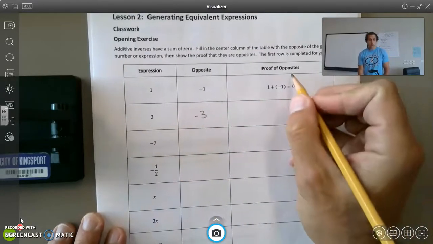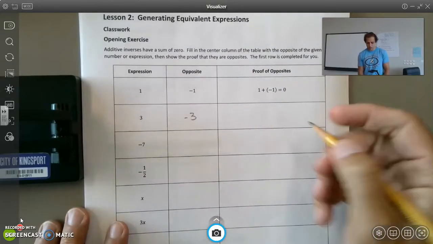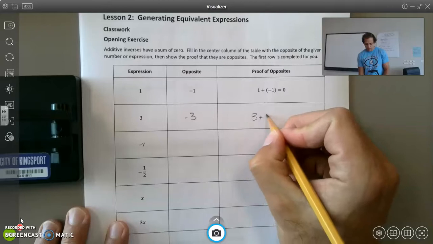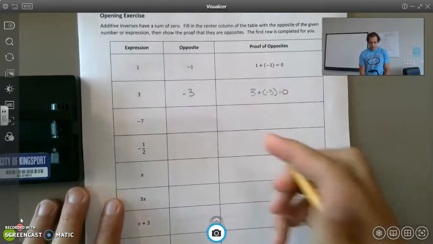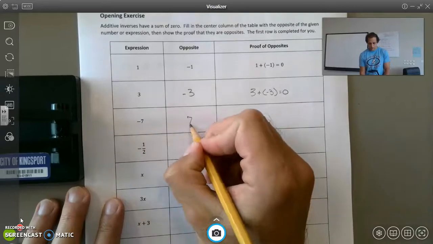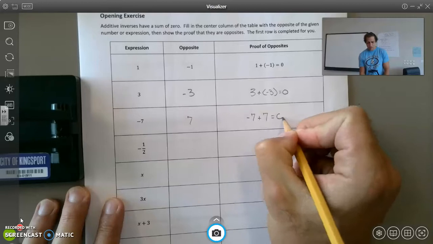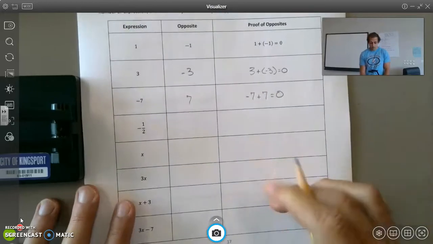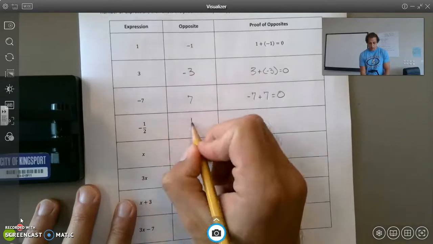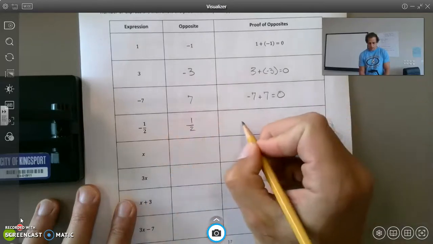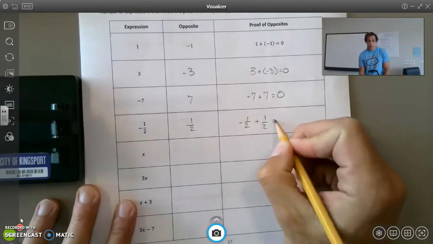To prove that they're opposites, well, what do we know about opposites or additive inverses? They create 0. So 3 plus negative 3 would create 0. That's true. Now, the opposite of negative 7 is 7. We prove that because negative 7 plus 7 creates 0. Same here. What's the opposite of negative 1/2? It would be positive 1/2. Negative 1/2 plus positive 1/2 creates 0.